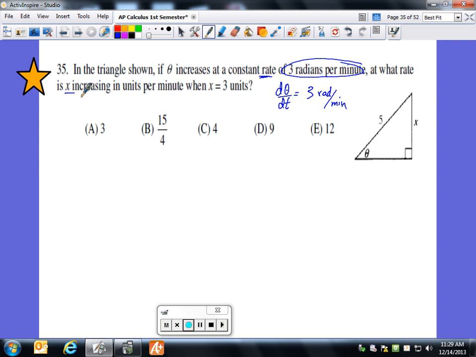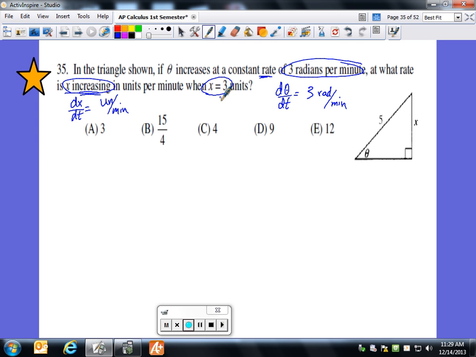So we're trying to see, again, it's increasing, so it's going to be a positive, but we want to see what is dx dt equal. And we're going to say in units per minute. And we want to see when, and the point of time is x is equal to 3.